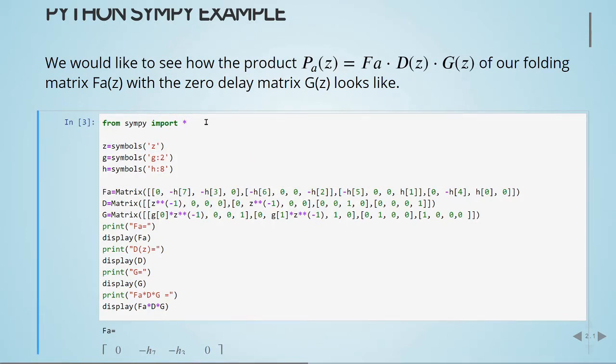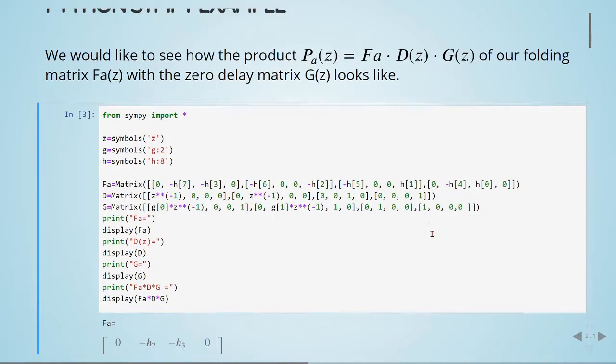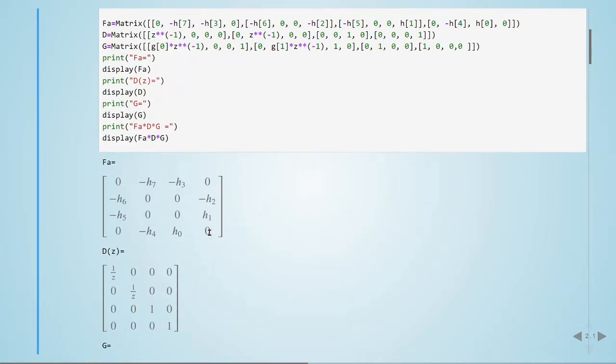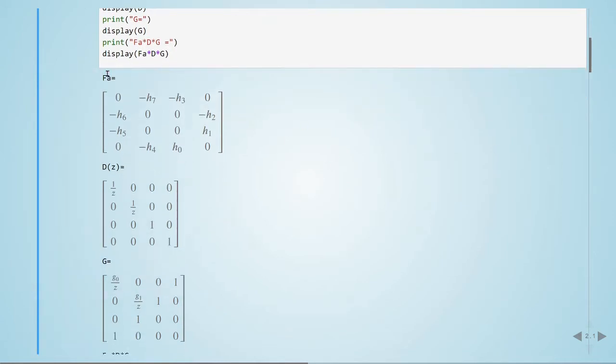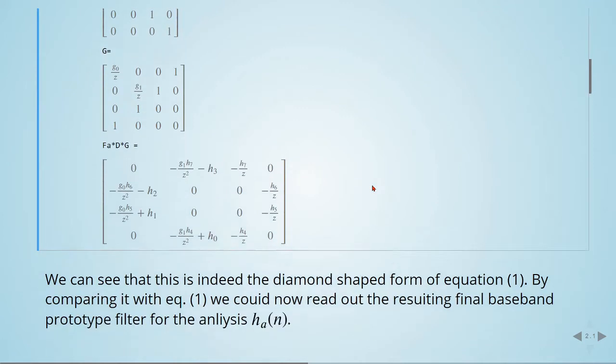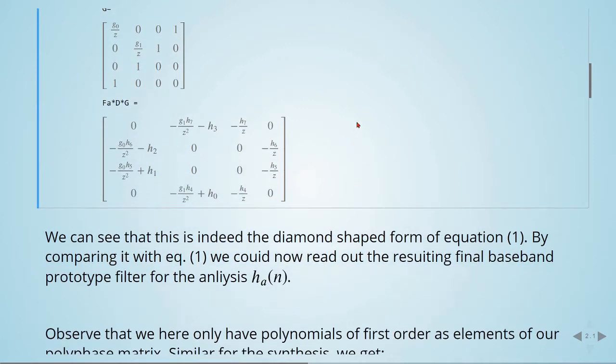So here I'm importing SymPy. I'm defining symbols for Z, symbols for G, and symbols for H. Here's our FA matrix. Here's the D matrix. Here's the G matrix. So we're just printing them here. And here we have the multiplication of FA times D times G. It's given here. And we can see that this is indeed the diamond-shaped form of equation 1.